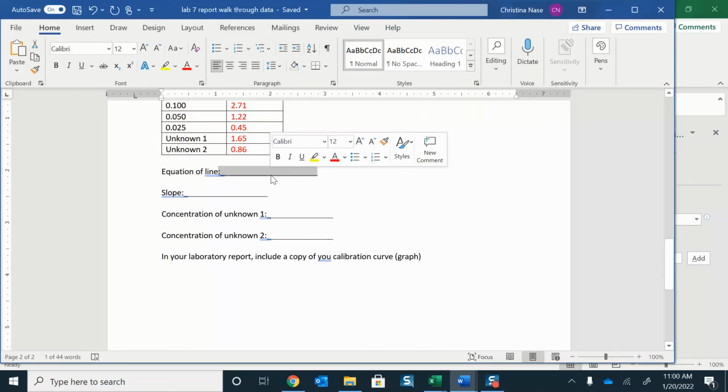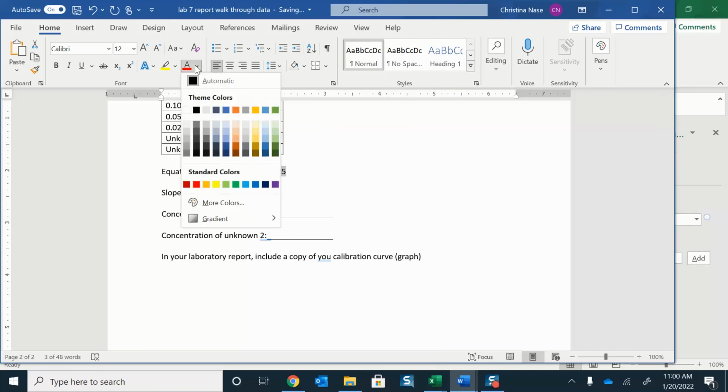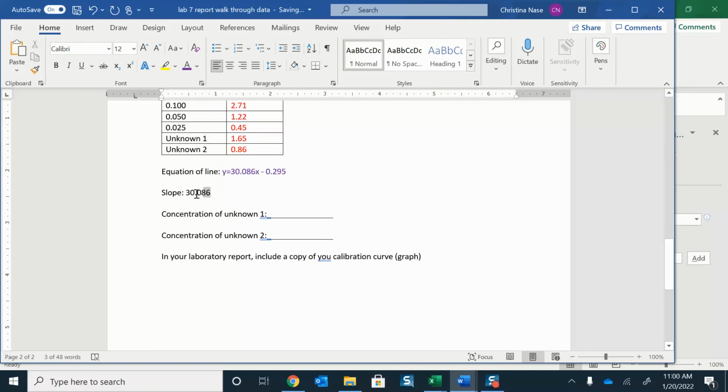So the equation of the line I got was y equals 30.086x minus 0.295. Great. You will probably have a different value. That's a different equation. That's great. That's for your data. The slope is right here, it's that 30.086. The intercept is the 0.29. So you should get something pretty close to 0 there. I'm going to use the intercept and the slope and everything to solve for my unknown now.